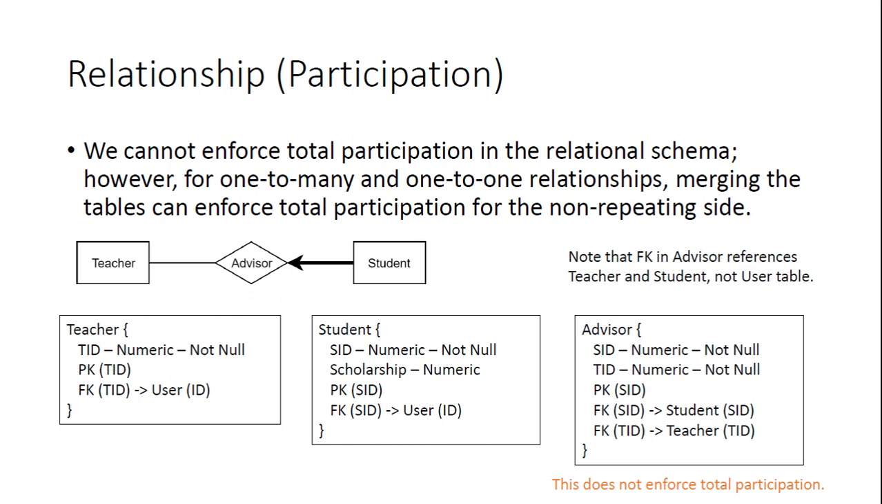So we also have the participation constraints. For some versions, we can enforce total participation, but for some of them, we cannot. If for a relationship the tables are not merged, so we are going to look at examples, but if each of these elements, for example entity set, has its own table, right? For the teacher entity set, we have a teacher table. For the student entity set, we have this student table. And for the advisor relationship, we have a separate table called advisor. If this is the picture, we cannot enforce total participation through the design of the database.